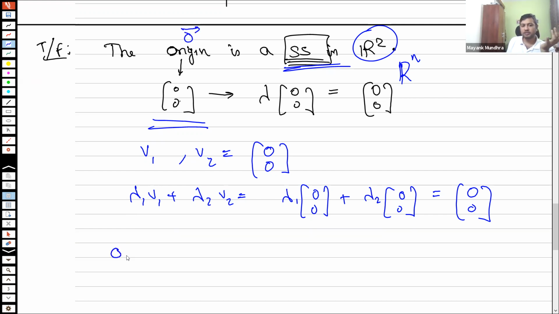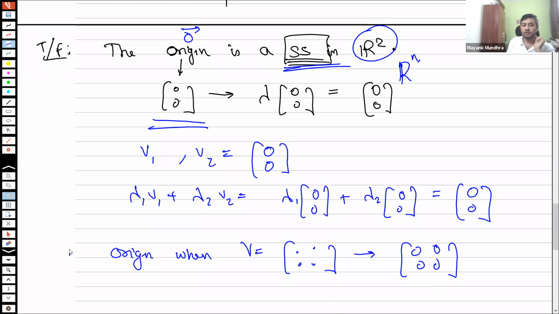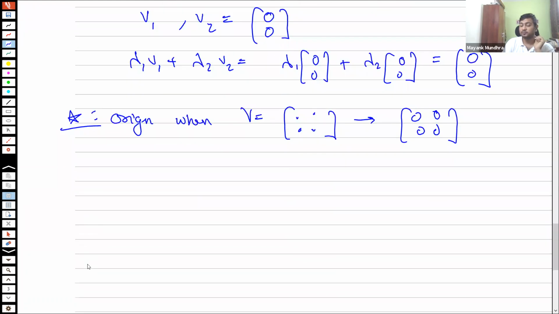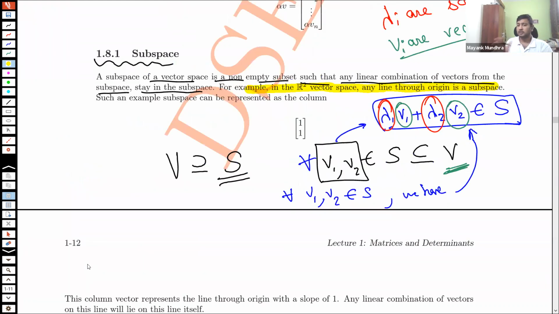So if somebody talks about the origin when the vector space is 2 cross 2 matrices, what he's trying to say is the matrix 0, 0, 0, 0. So that's the origin in the vector space of 2 cross 2 matrices. Because origin is nothing but zero vector. Origin and zero vector are the same thing. Okay, so sometimes they might use the word origin, sometimes they might use the word zero vector. So you can be sure that they are the same thing.